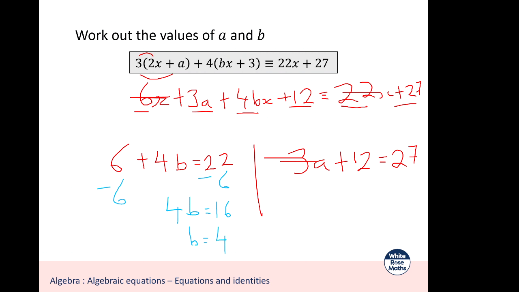For this one here, I'm going to subtract 12 on both sides. You get 3a equals 15. Dividing both sides of the equation by 3, you get that a is equal to 15 thirds, so a is equal to 5. And they are my values of a and b that satisfy that identity.